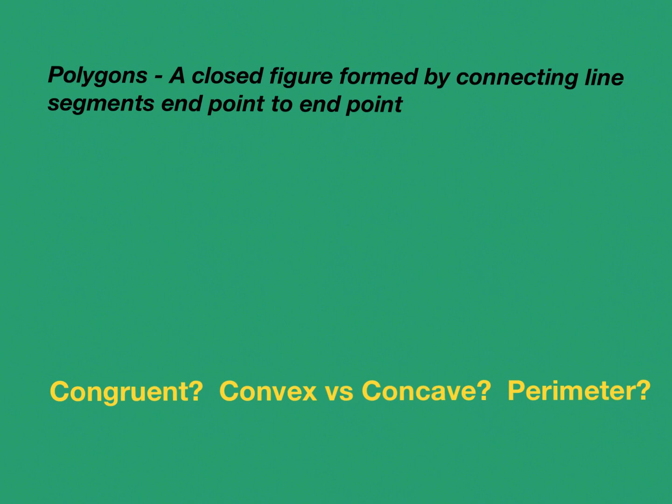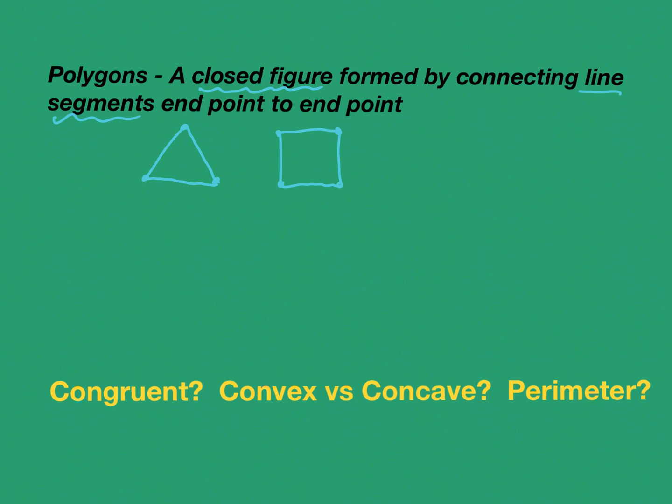A polygon is simply a closed figure formed by connecting line segments endpoint to endpoint. A couple of things here. It's got to be a closed figure, and it's got to be line segments. So an example would be a triangle. It's all endpoints connected by line segments. A square, or any kind of rectangle, connected by line segments.